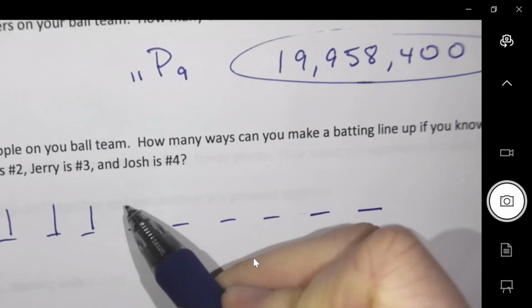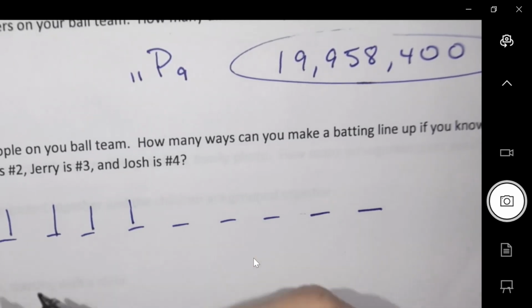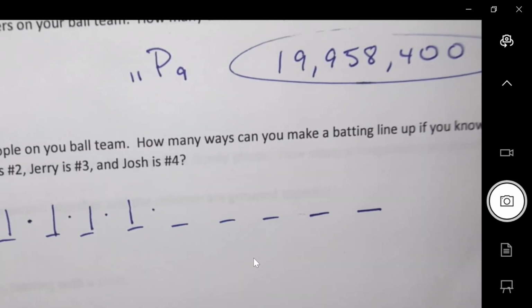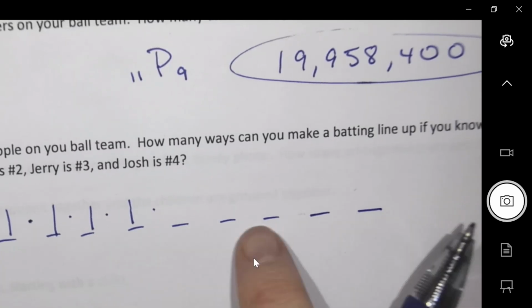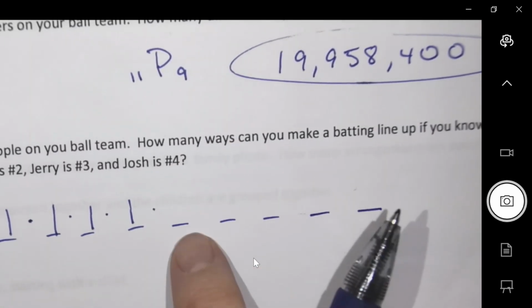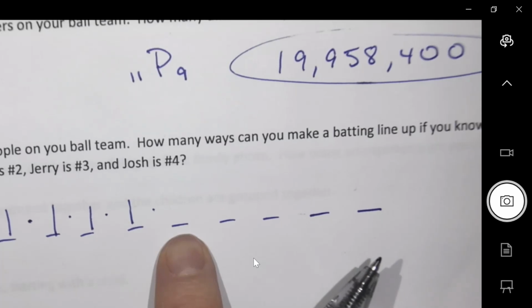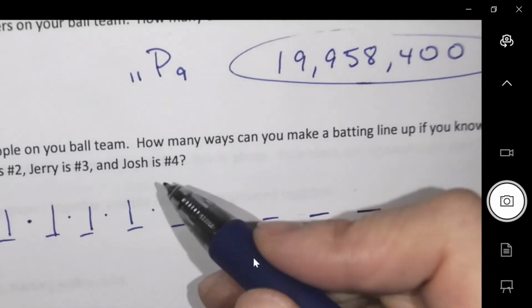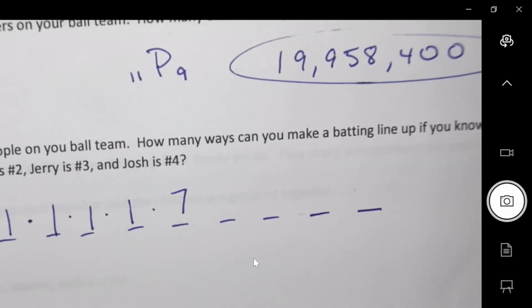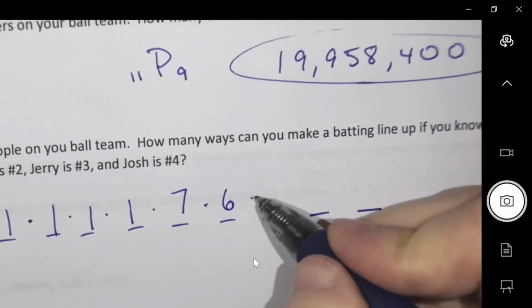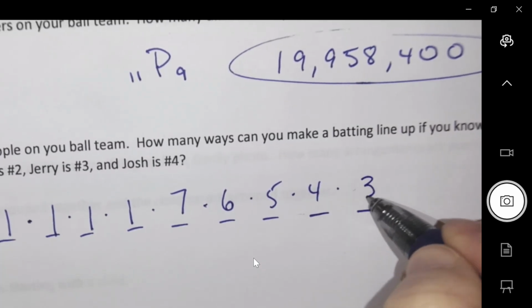Jerry is in the 3rd and Josh is in the 4th. So those only have one option and then the rest doesn't matter. So how many options do I have to put somebody in my 5th position here? 7 players remaining, then 6, 5, 4, and 3 options.